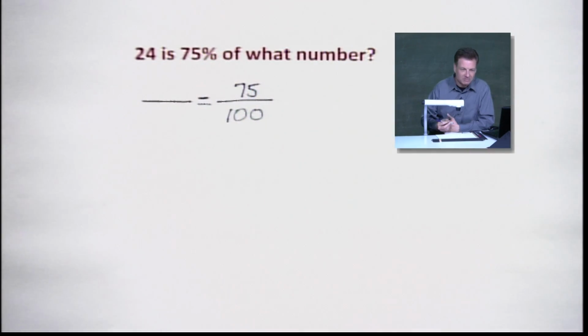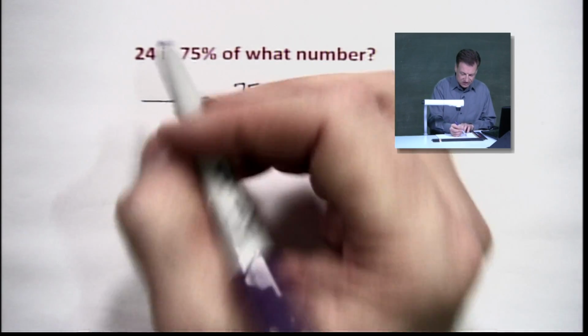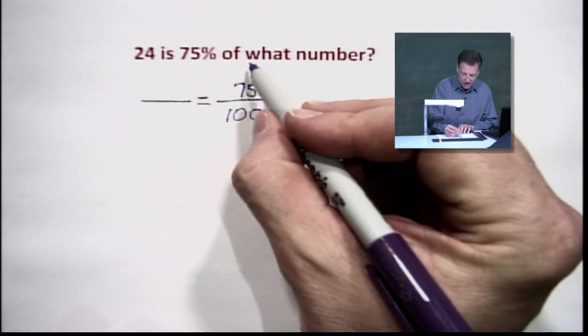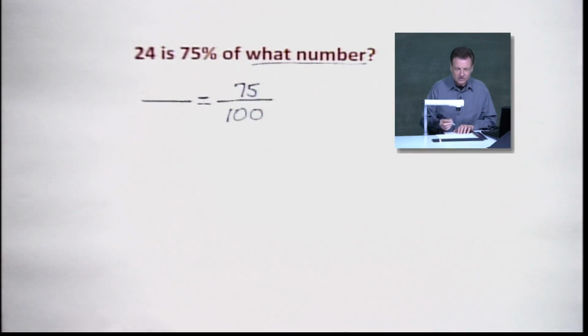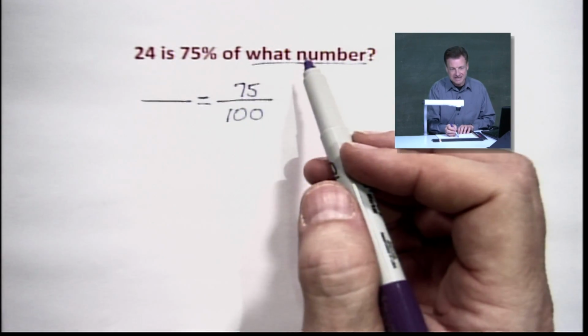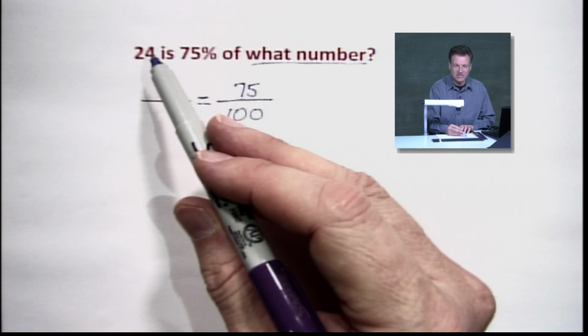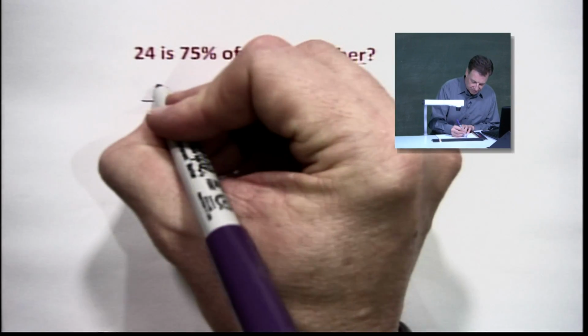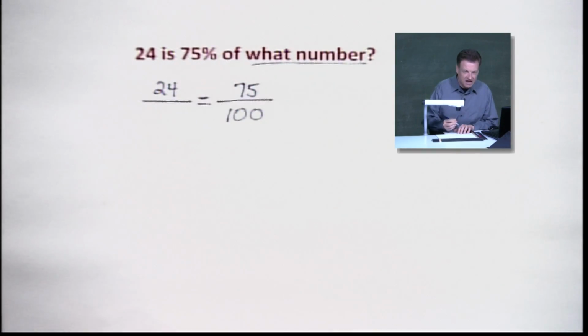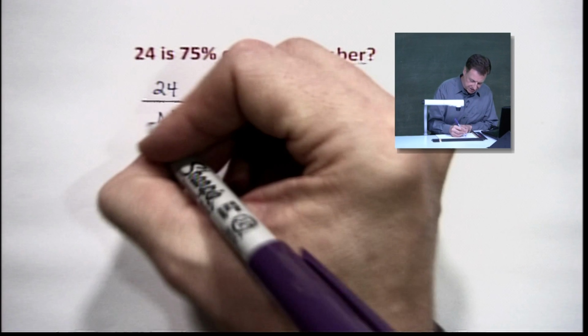Folks, that's half the problem. Now we've got to just figure out where to put the 24. The 24 is attached to the "is." We're looking for "of what number," all right? So in this case, the base is missing. The part is right there in front of us, okay? So we're going to put the 24 right there on the top, and they're looking good. And our number we don't know, we'll call it n down there in the denominator, all right?